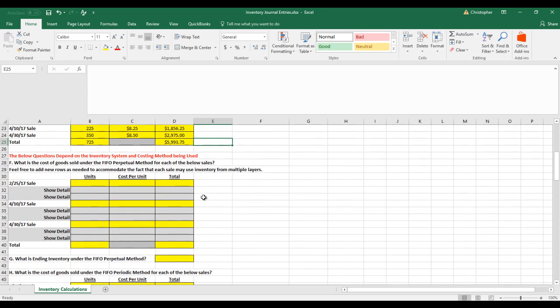Now we get into the specific methods. We're going to be looking for cost of goods sold, and we're going to look for the cost of goods sold for each individual sale, and we're going to look for the ending inventory under that same method.